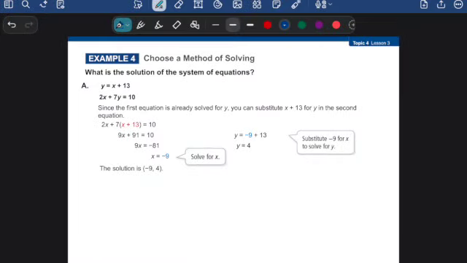Example 4, what is the solution of the system of equations? So now we get to choose the method. Take a look at your system. Which method would be most efficient? Well, I can see my first equation is already in slope-intercept form. I already know what y equals. I'm going to use substitution. That would be the most efficient.